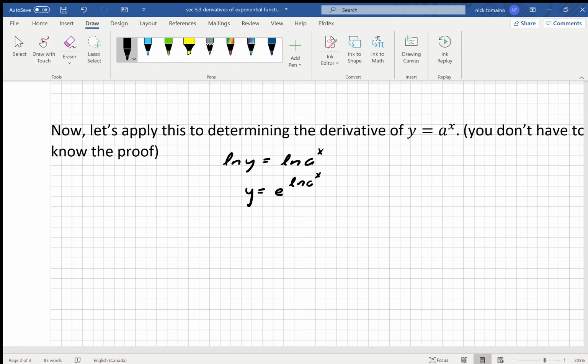I'll just do one other manipulation. Now I'm going to bring this x out front of the ln a. We're going to end up moving it back after, but let's just do it like that for now. e to the x times ln a. Because remember, ln a is just a number.